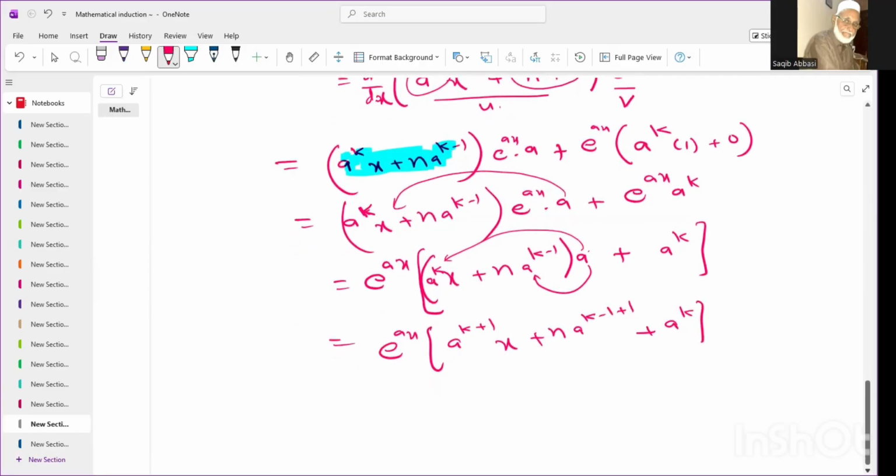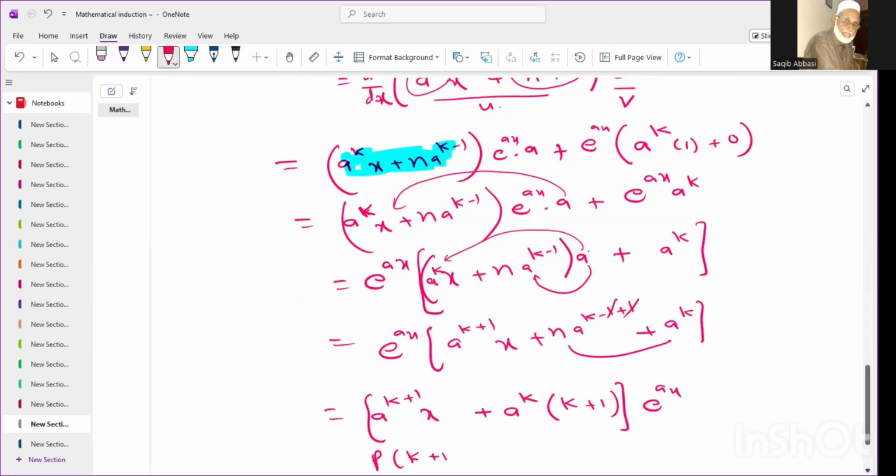Now we go forward. How to deal with this one? e^(ax) into (a^(k+1) x plus a^k into (k plus 1)), because these minus signs cancel. We take a^k from both terms and e^(ax) remains. This is our proof. Pk plus 1 is true.